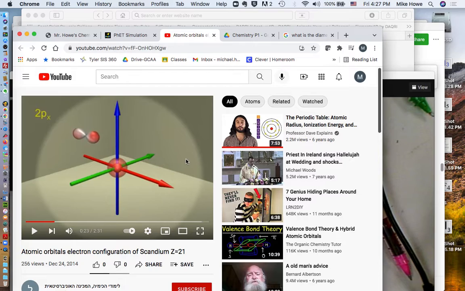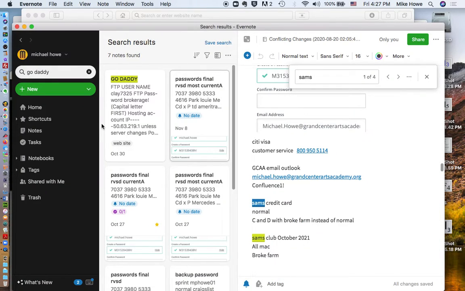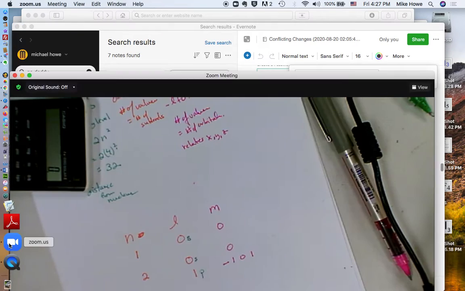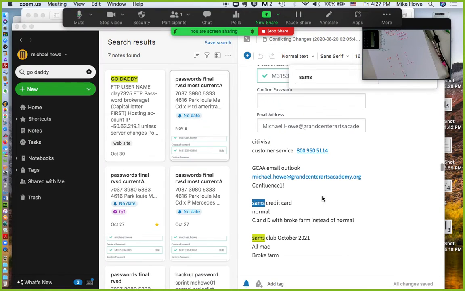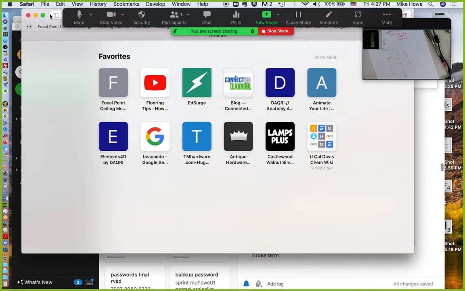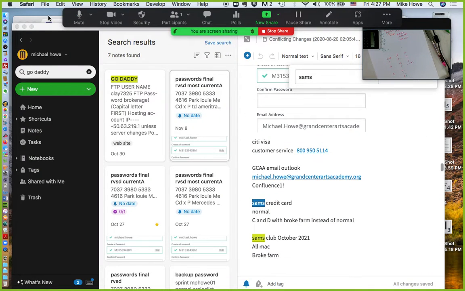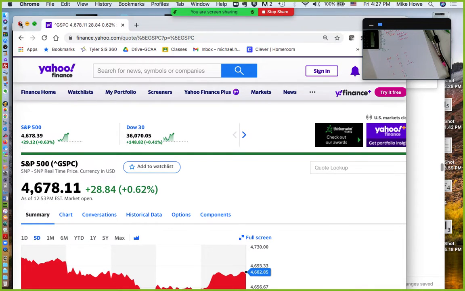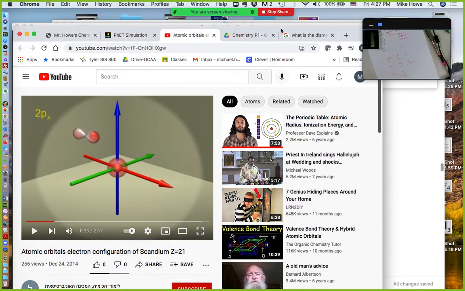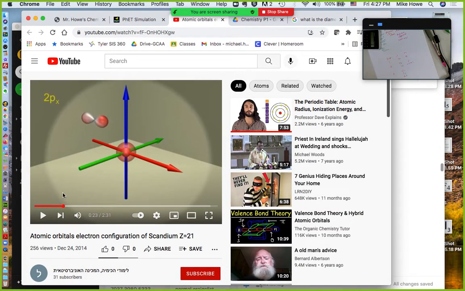Let's take a quick look to remind ourselves what 2p looks like. And I think I forgot to share my screen. So let me back up just a second, go back to share screen, close this out, go here. That's Yahoo Finance. Stock market was up today, maybe. All right, so this is where we were a second ago. Now you can see it.